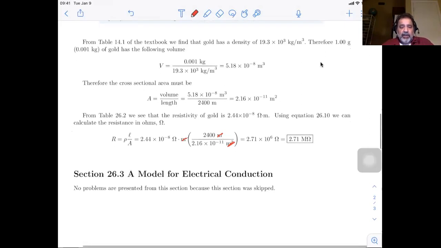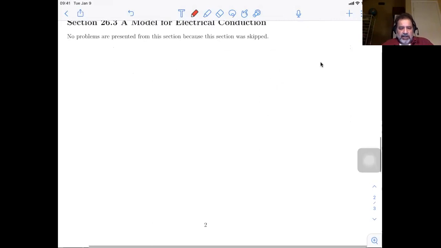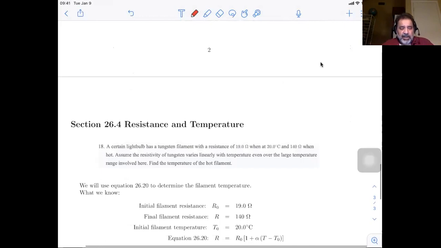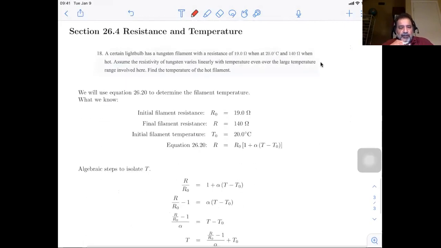Okay, that's the answer. Now I didn't do a problem of 26.3 because I didn't cover that, and I'm not assigning any problems for it. So I didn't see the point in assigning a problem or doing an example if we're not going to cover that. Okay, resistance and temperature. Problem 18.